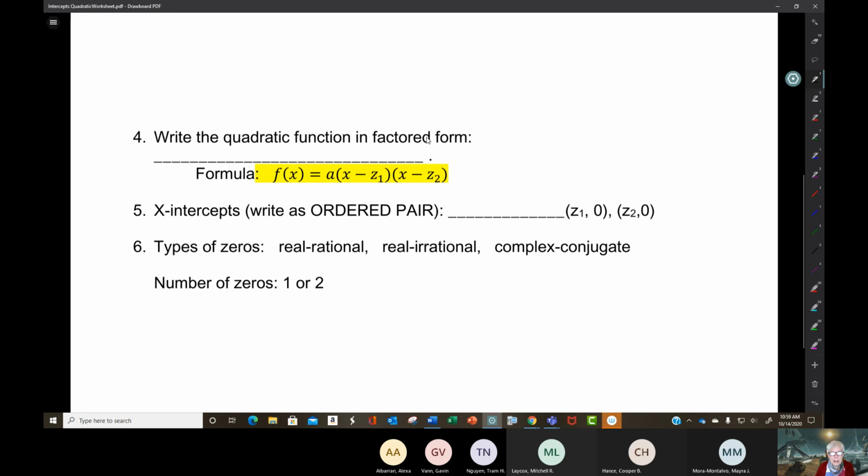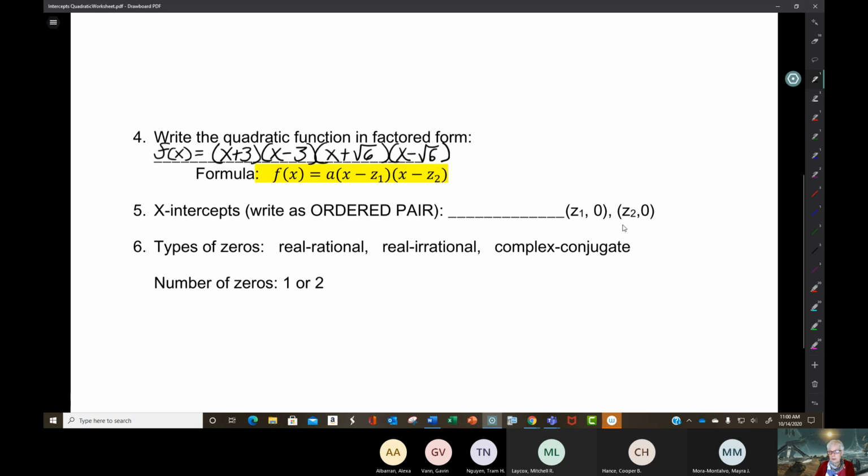Now it says to write the quadratic function in factored form, and we did that. After it was all cleaned up, we had x plus 3 times x minus 3 times x plus the square root of 6 times x minus the square root of 6. And write the x-intercepts as ordered pairs.